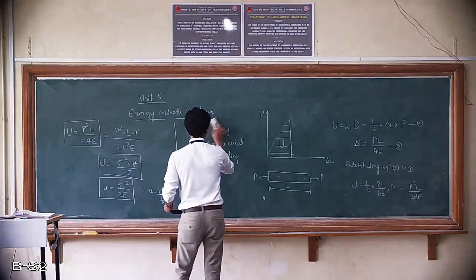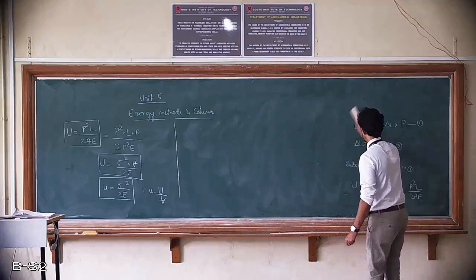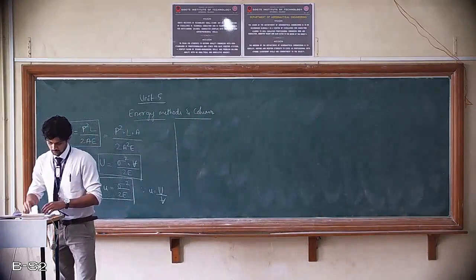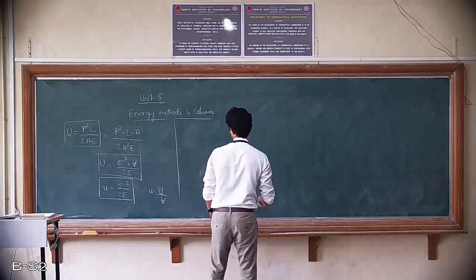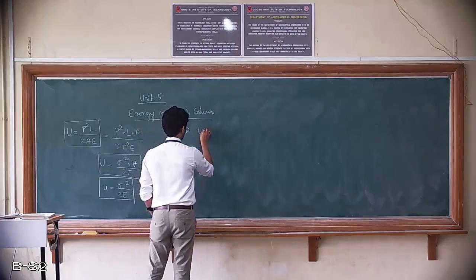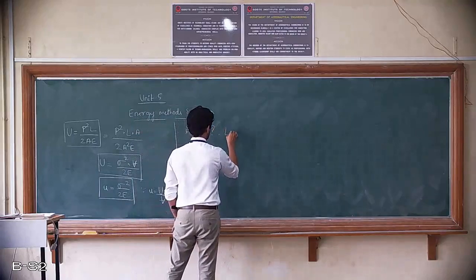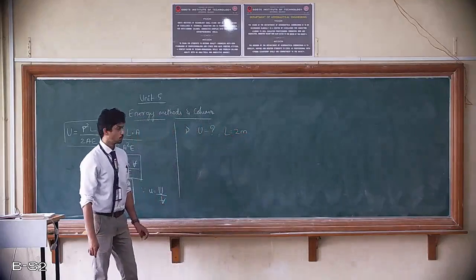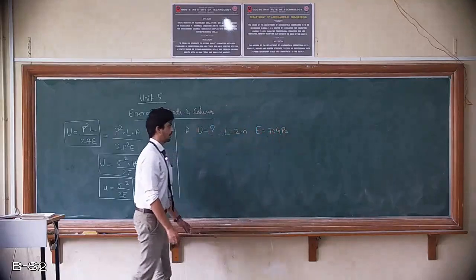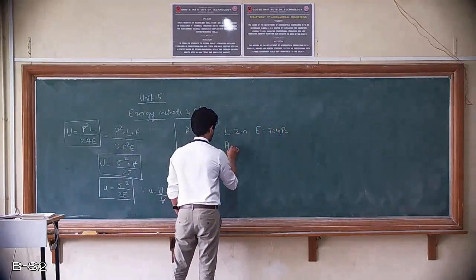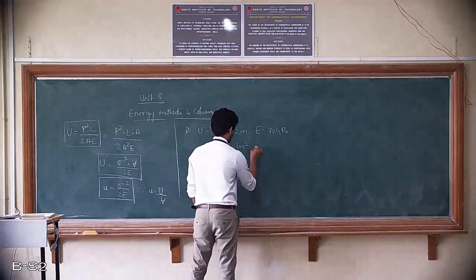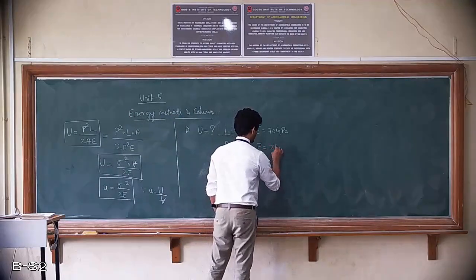Now let us try to solve one numerical here. Deduce the strain energy of a material having length 2 meters, Young's modulus 70 GPa, cross-sectional area 1 meter square, that is the cross-sectional area of a given material, and an axial load of 2 kilonewtons.